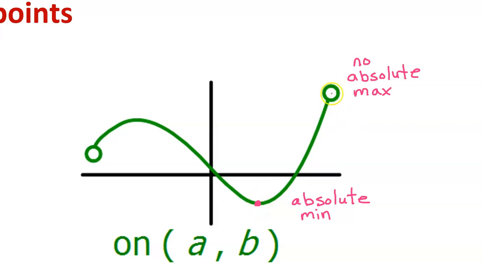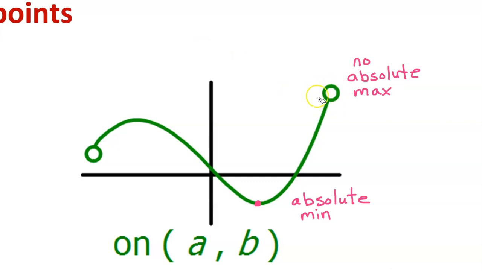But this endpoint on the top is not the absolute max because it is an open circle. It's not included in the graph. So in fact, there is no absolute max for this function. You might think since the endpoint is not included, the absolute max will just be the next point down. But unfortunately in math, there's no way to get one point below a particular point. Any point you pick, there's always another point that's closer.